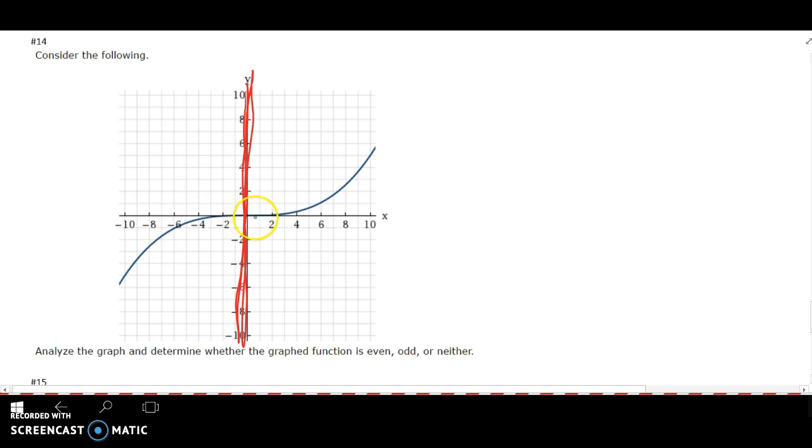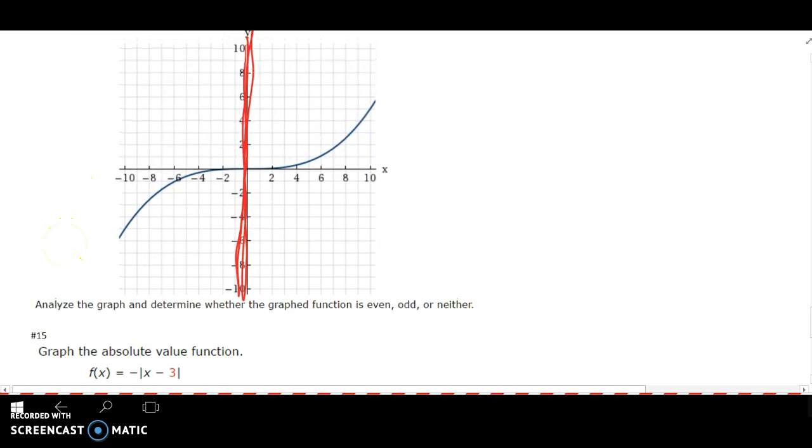Well, it's not going to be even, because if it was, our graph would actually come down like this, and it would be mirror image here. So definitely not even. So now, let me get rid of all these marks. Let's look at odd. Odd means it's going to be symmetrical around the origin, which means you're actually kind of looking at this as being your mirror image.